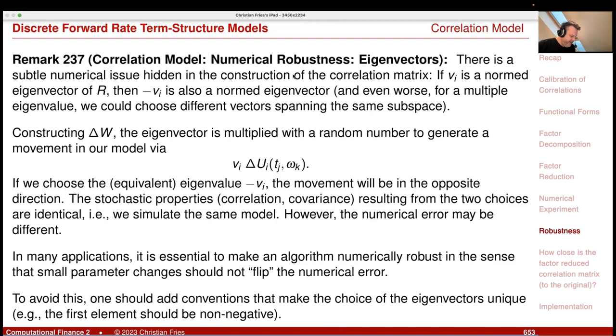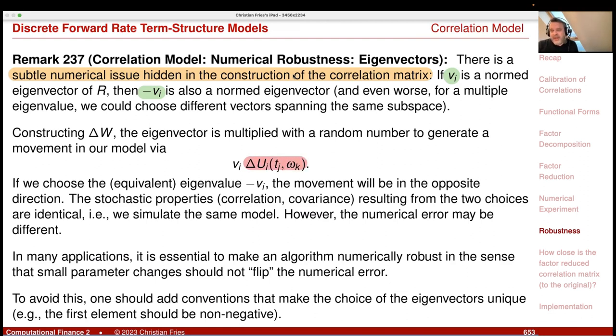Then another subtle thing: there is a subtle numerical issue in our construction. If v_i is my normed eigenvector, then minus v_i is also one. So my model specification is not unique. We could have 1, 1, 1 as the one factor model. I could also have -1, -1, -1 as the one factor model. If my numerical algorithm sometimes generates this one, sometimes that one, it is generating the correct factor, but it is numerically not stable, because sometimes the model is moving in this direction, sometimes in that direction.